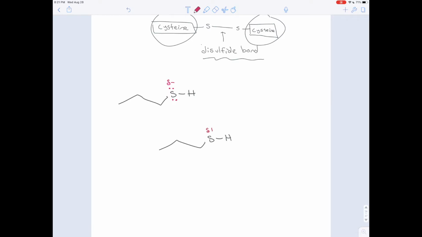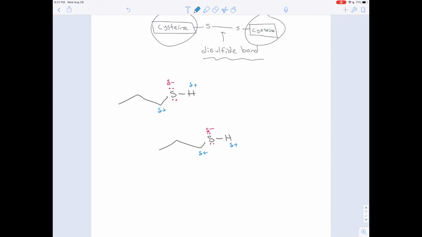And that's true in both of these. For both of these sulfurs, two lone pairs, and the slight negative charge. And whatever it's bonded to is losing a little bit of that electron density. That's what makes the sulfur slightly negative, the fact that it's stealing electrons from these other places.